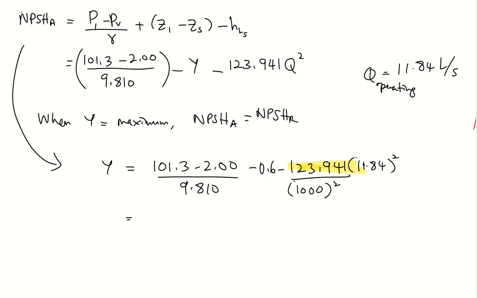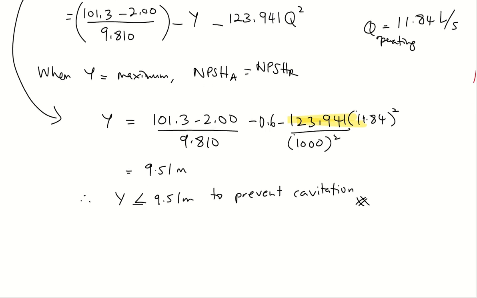So what do you get here? If you calculate this, you get 9.51 meters. Therefore, the maximum value for y is 9.51 meter. So y has to be less than or the same as 9.51 meters to prevent cavitation. So that answers question B.